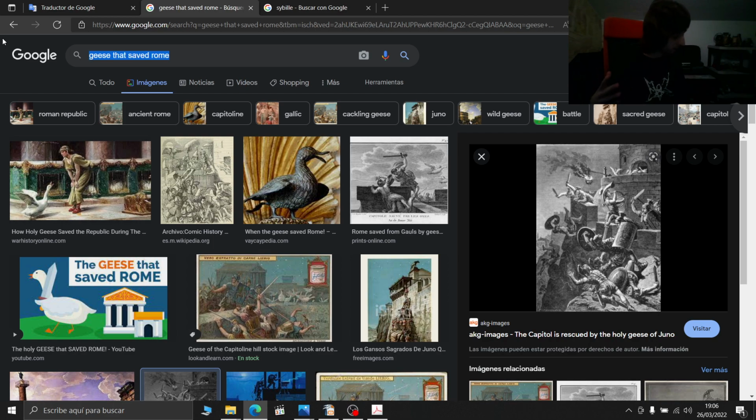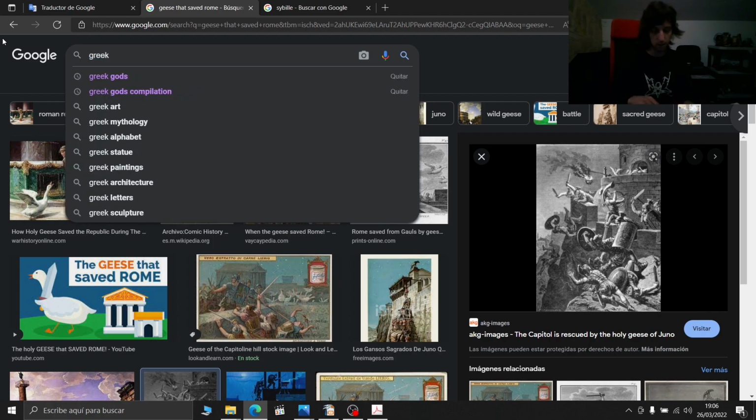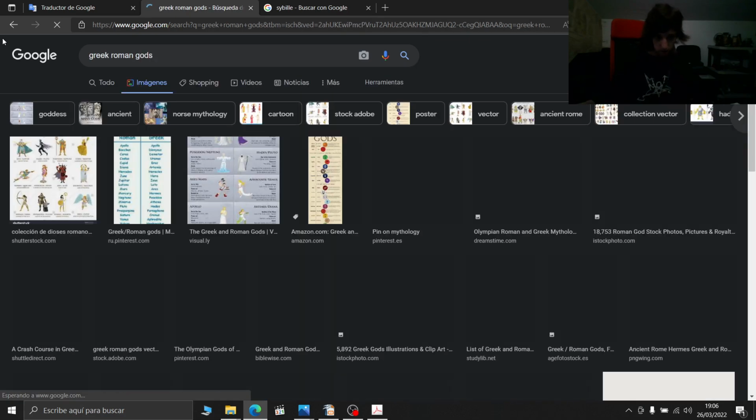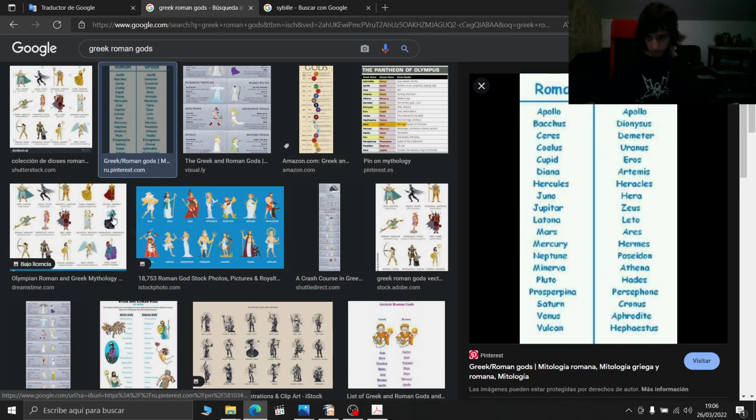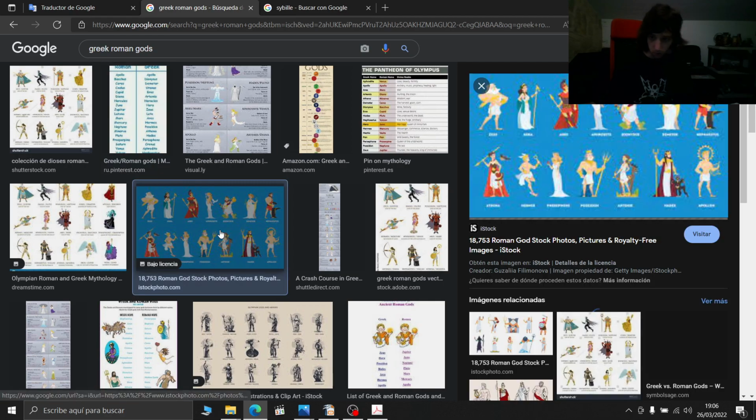And well, before the end, I think this is pretty obvious, but just saying that the gods in Roman mythology are basically the Greek gods, but with a name change. And it is because they mixed the deities from the Etruscans with the Greeks. So it's like Greek and Roman gods. So this table is the very basic: Apollo, Bacchus, Ceres, Coelus, Cupid, Diana, Hercules, Juno, Jupiter, Latona, Mars, Mercury, Neptune, Minerva, Pluto, Proserpina, Saturn, Venus, Vulcan, and such.